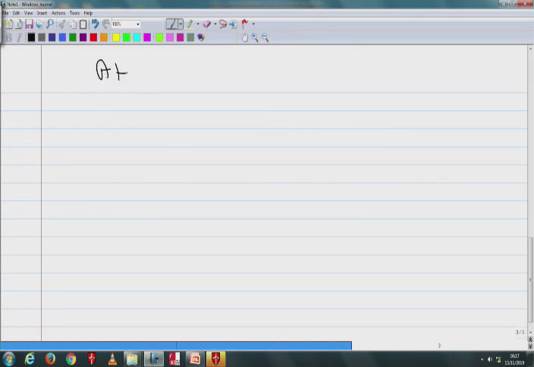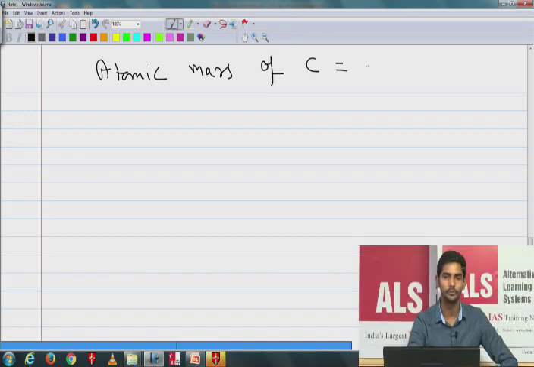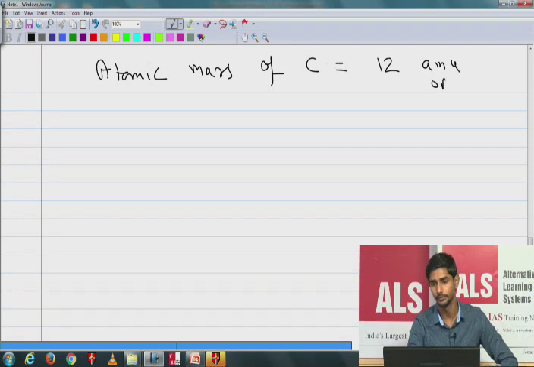If I ask you the atomic mass of carbon, you will say it is 12 AMU, or U. If I ask you to convert this unit AMU into grams, the interesting part is, guys, only the unit will change and the magnitude will remain exactly the same.